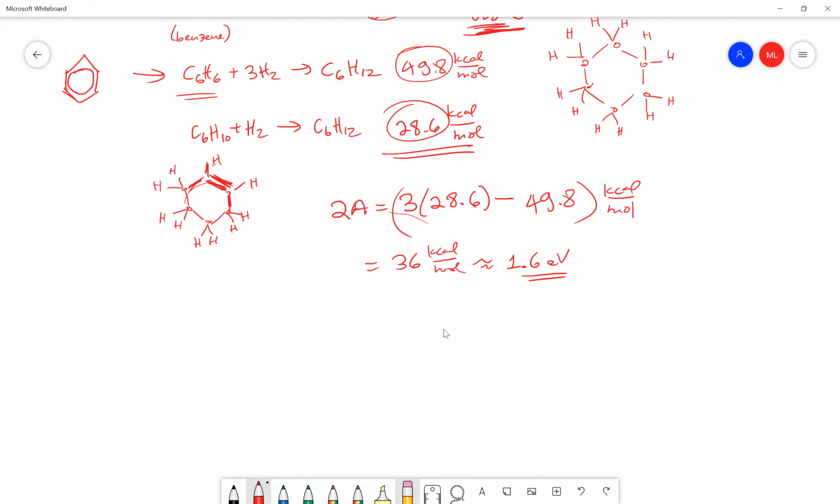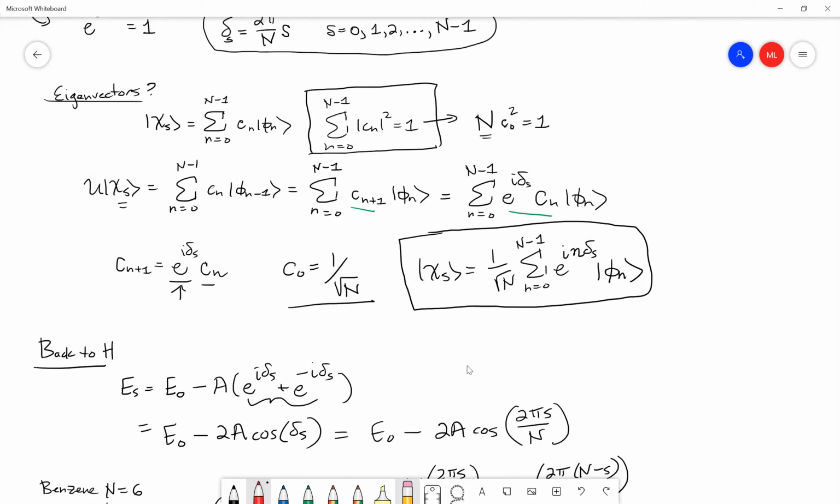Rings, molecular rings. And on the homework, you'll do a linear chain. Now, a linear chain is kind of similar, except you have to start worrying what happens at the ends, right? If you have a chain of carbons, you start having to think about what the electron senses.